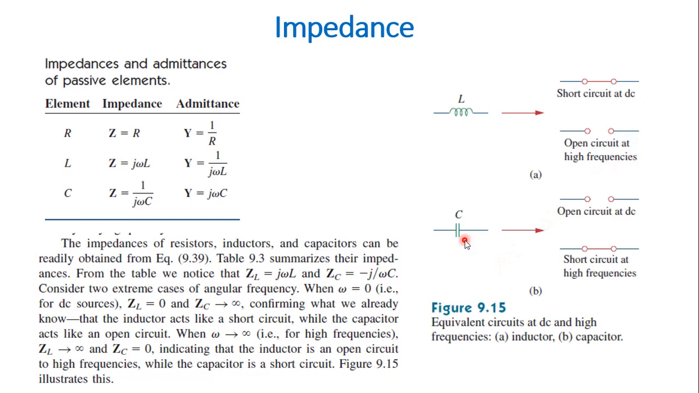When we come to the capacitor, again, if omega is 0, it is a DC source, so the capacitor acts as an open circuit to DC. Whereas for high frequencies, the capacitor becomes a short circuit. So this is what is explained about the impedances of inductance and capacitance.